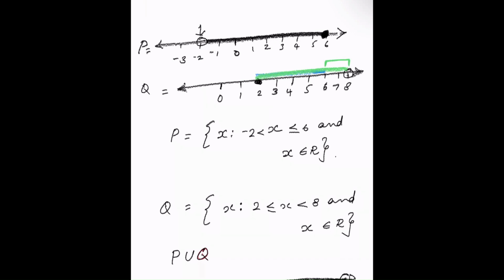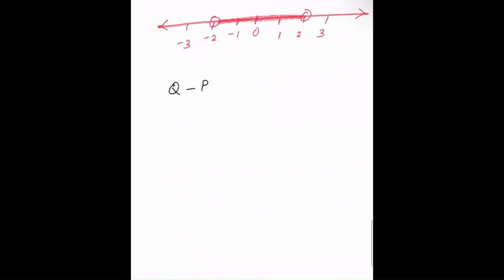From elements of Q, you have to remove all the elements of P. So here, elements from 2 to 6 are already present in P. So you cannot include that in your Q minus P. So remove that. When you remove it, what you are having is 6 to 8. 6 to 8, both 6 and 8 not included. Okay, so let's draw that. So here also hollow, here also hollow. And this area you highlight.